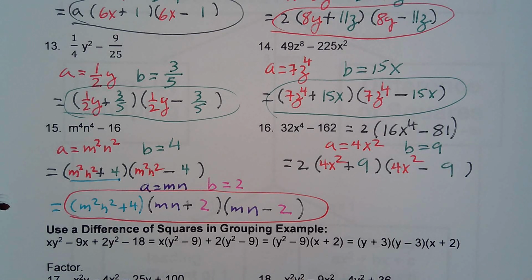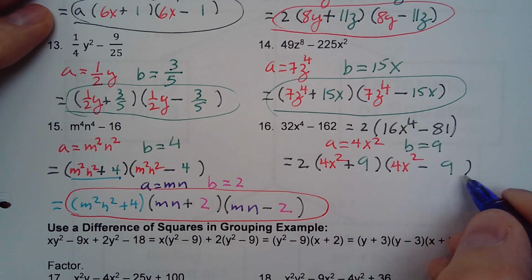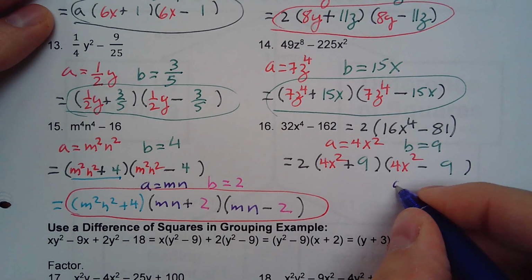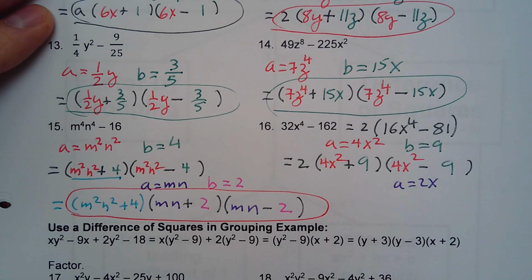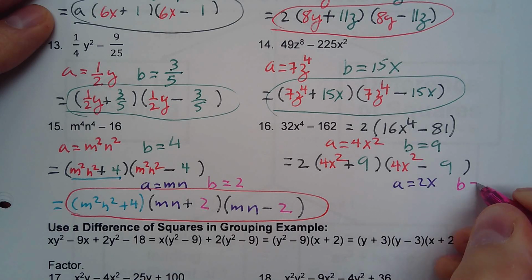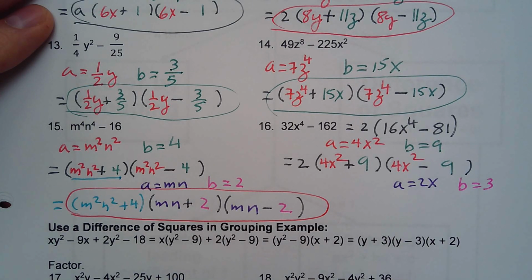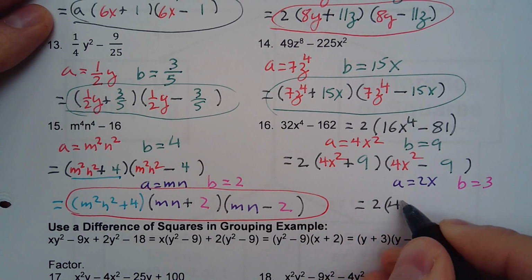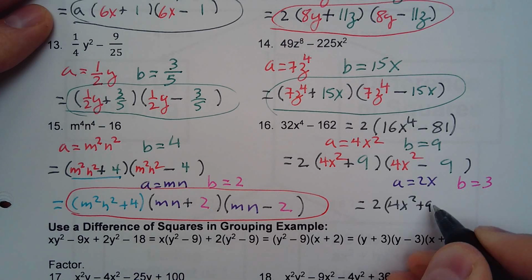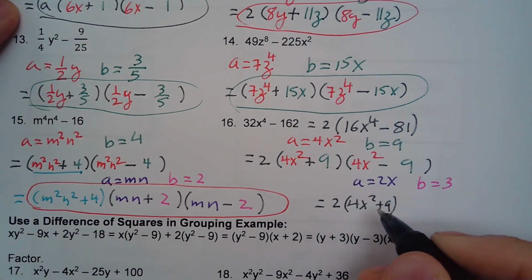Then ask yourself, is everything completely factored? Is there anything I can still break down? And the answer is yes. I can break this down here. My a here would be 2x. My b here would be 3. So we get 2 times 4x squared plus 9. Cannot break that down. But this last part I can.